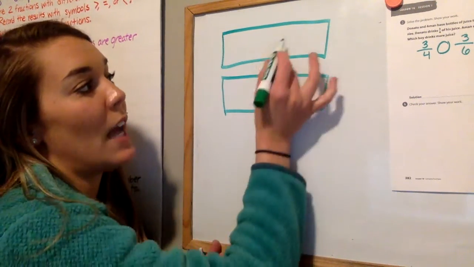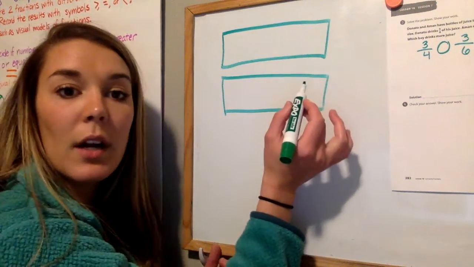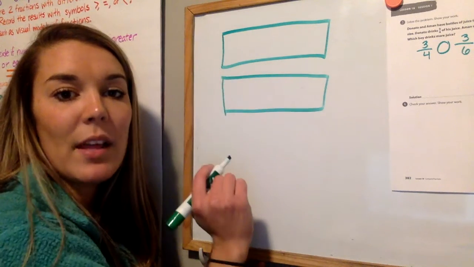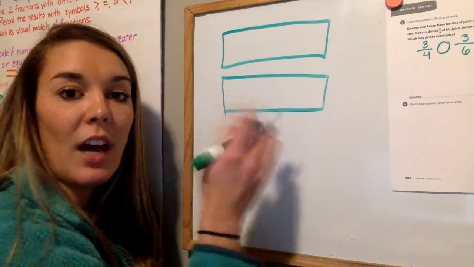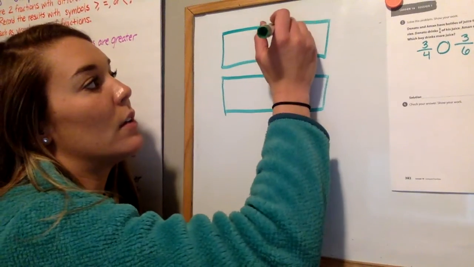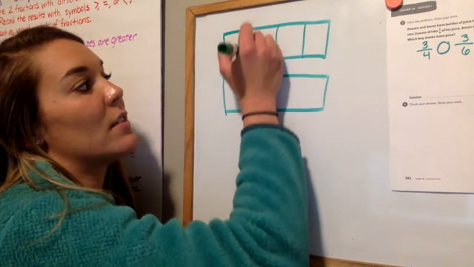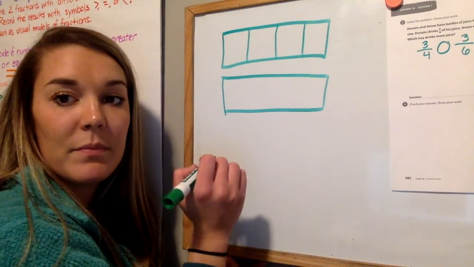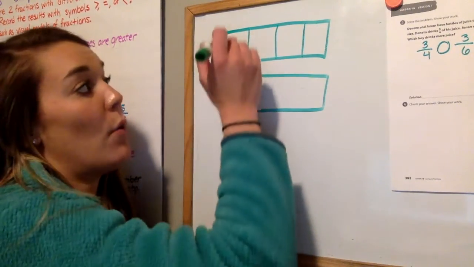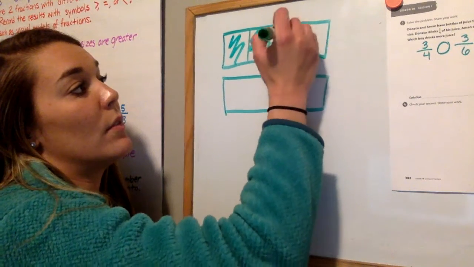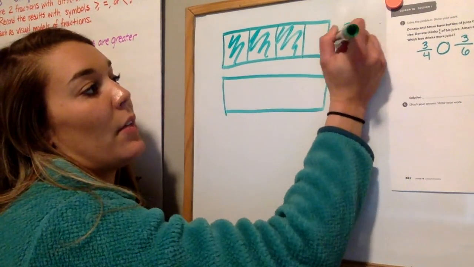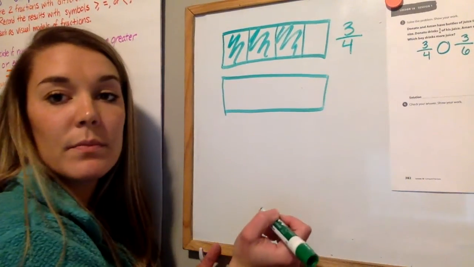So to show fourths, I need to split this shape up into 4 equal parts. This is how I like to do fourths. When you cut 4 in half, it's 2. So I can cut it in half first, and then I cut my halves in half, okay? And I need to show 3/4. That's going to be my 3/4.